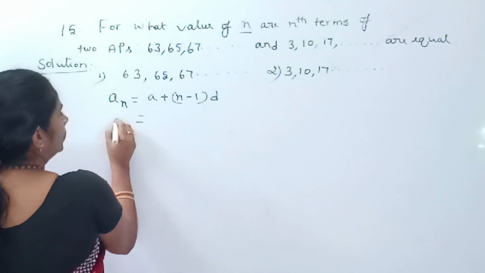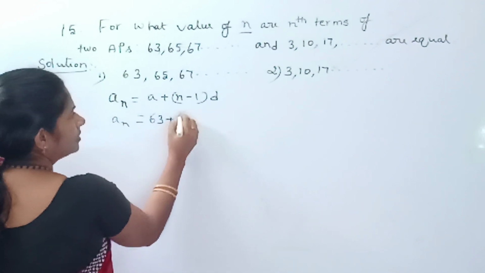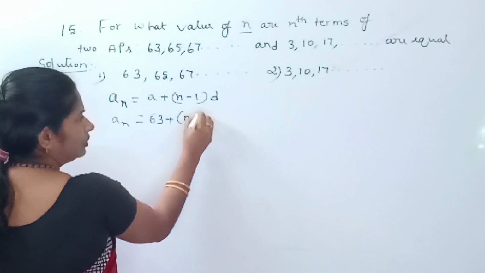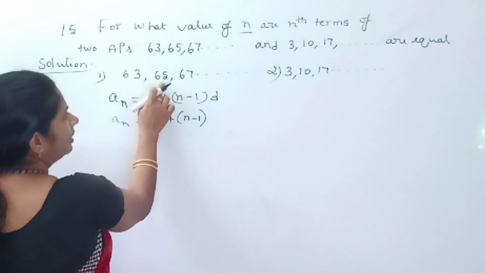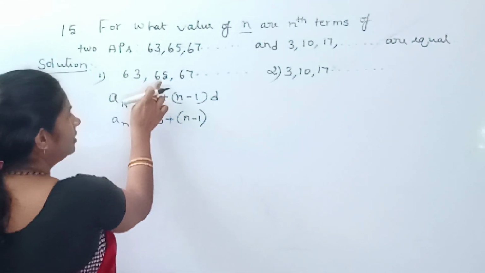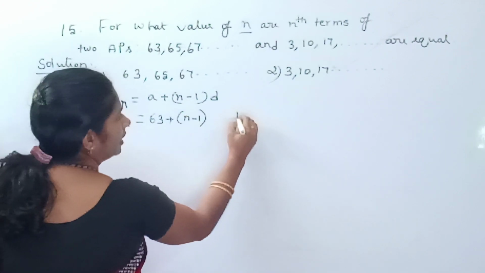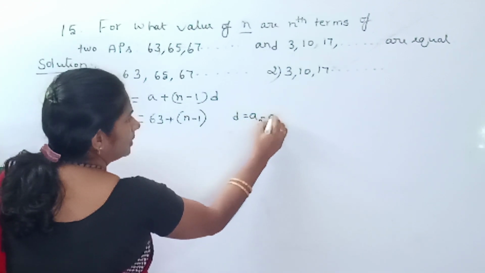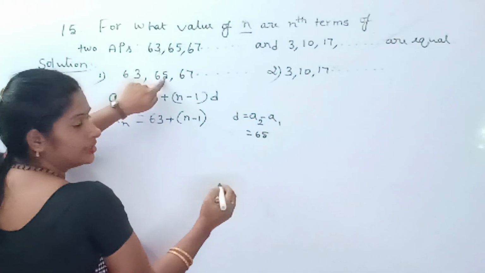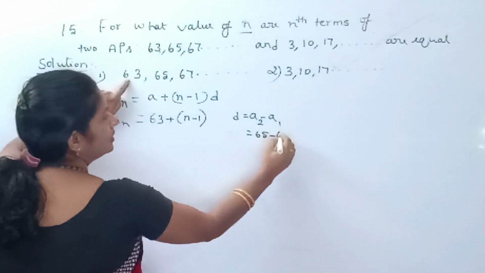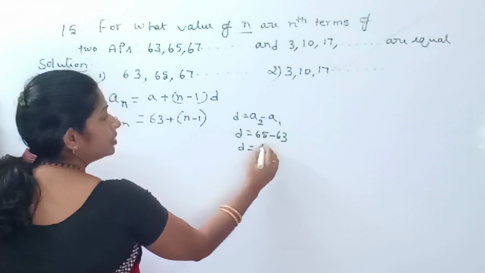So an value, A value is 63 plus n minus 1 into D, D value is common difference. How will you find out common difference, children? Second term minus first term. 65 minus 63. Let me write here D equal to A2 minus A1. So A2 value is 65, second term, minus first term 63. So D value is 65 minus 63, it is 2.